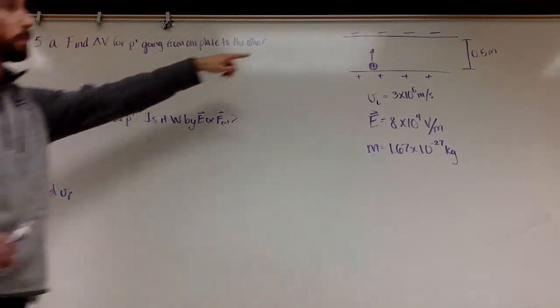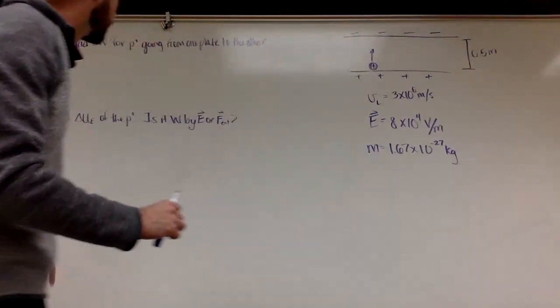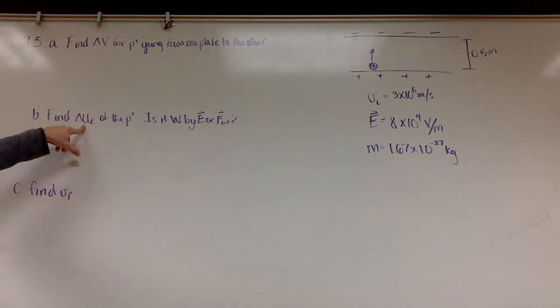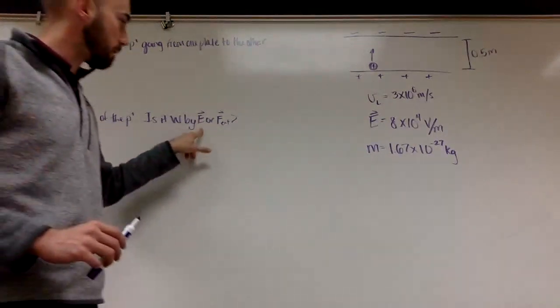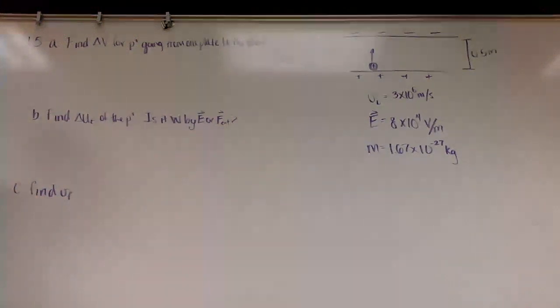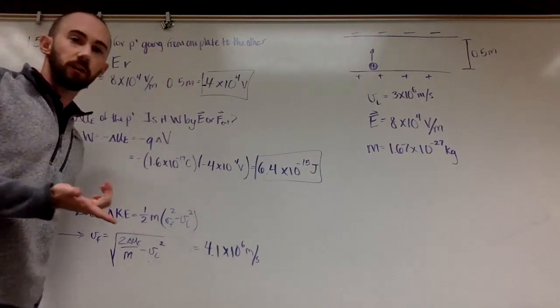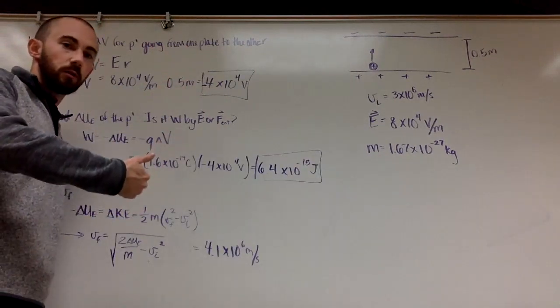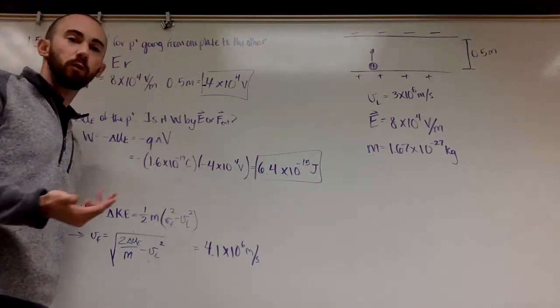With that information, I want you to determine what is the delta V going from the positive plate to the negative plate. What is the change in electric potential energy, and is it work done by the electric field or an external force? And finally, what is the velocity of the proton going to end up with? Go ahead, pause the video, try to do as much as you can, and when we come back together, we'll go over it.